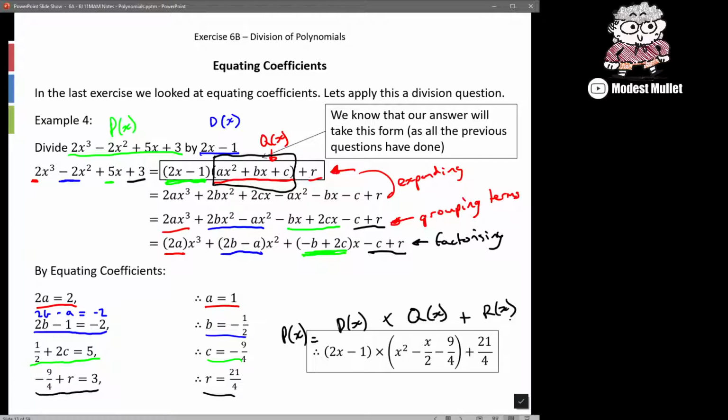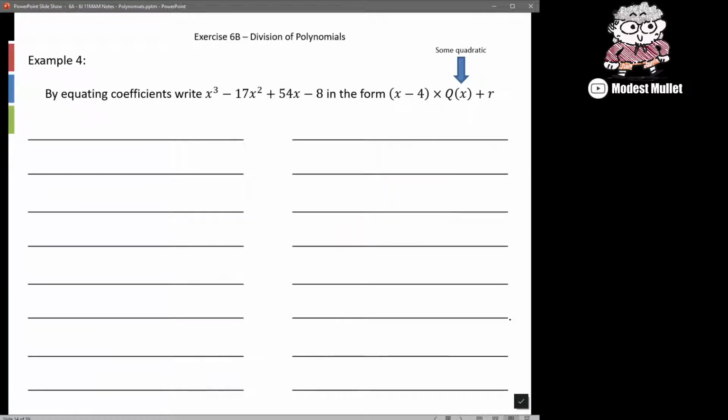So that's how we can use equating coefficients. So let's do one example, and then the rest of the examples will be the initial practice in class that you can go over and chat to each other about.